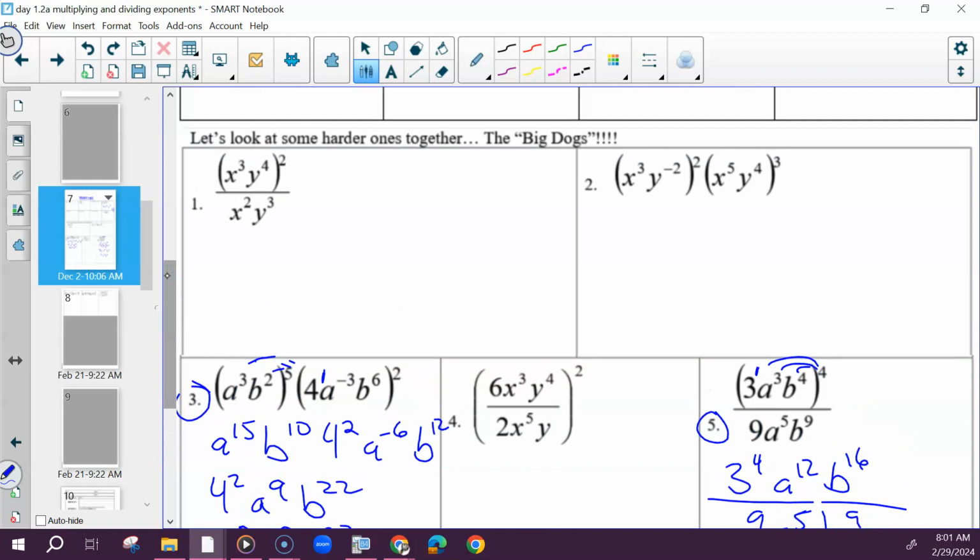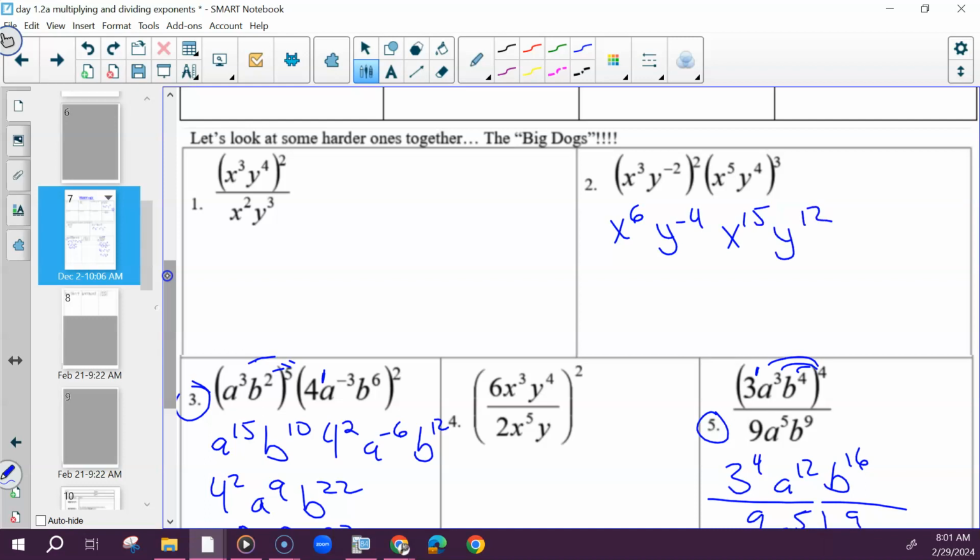Okay. 2 is like 3, but we're dealing with some negatives in there. And we just have variables. So what are we doing with these exponents? Multiplying, because we're raising an exponent to another exponent. So x to the 6th, y to the negative 4th, x to the 15th, y to the 12th.